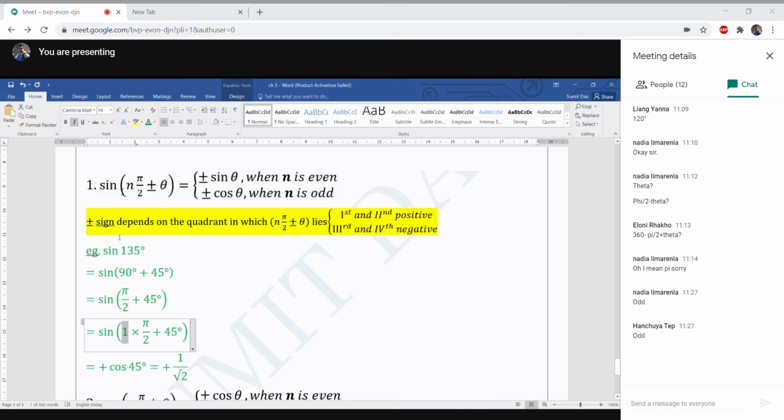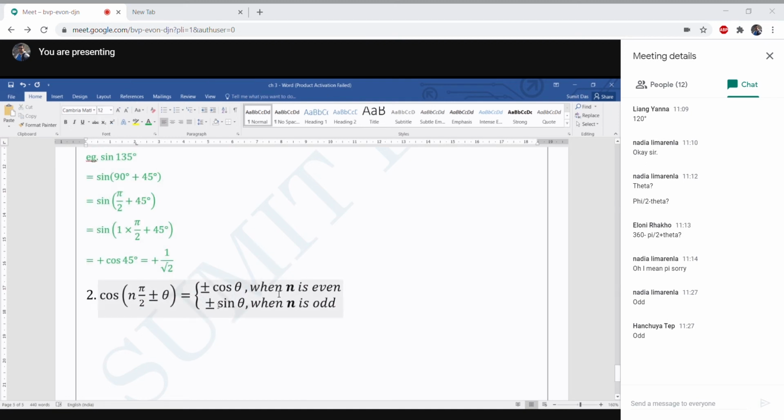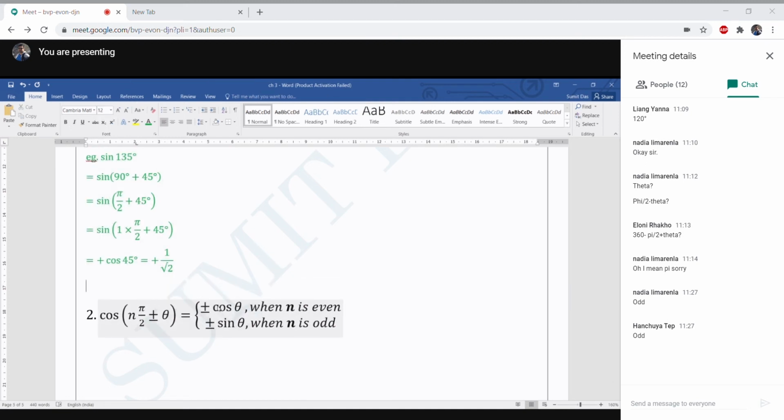And what will be the sign? The plus or minus sign depends on which quadrant n pi by 2 plus or minus theta lies in. That means this angle, 135 degree, in which quadrant is it lying? In the first and second quadrants we know sine is positive, and in the third and fourth quadrants we know sine is negative. Let's try out another example, and for this example you have to help me.